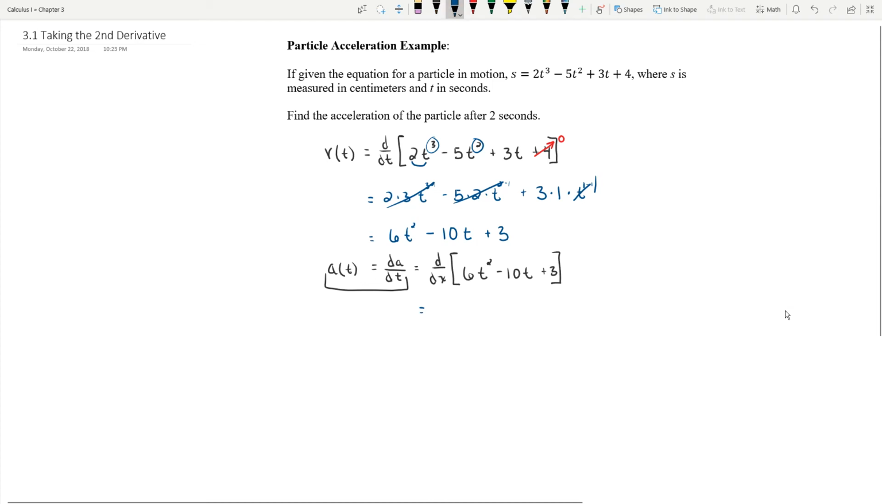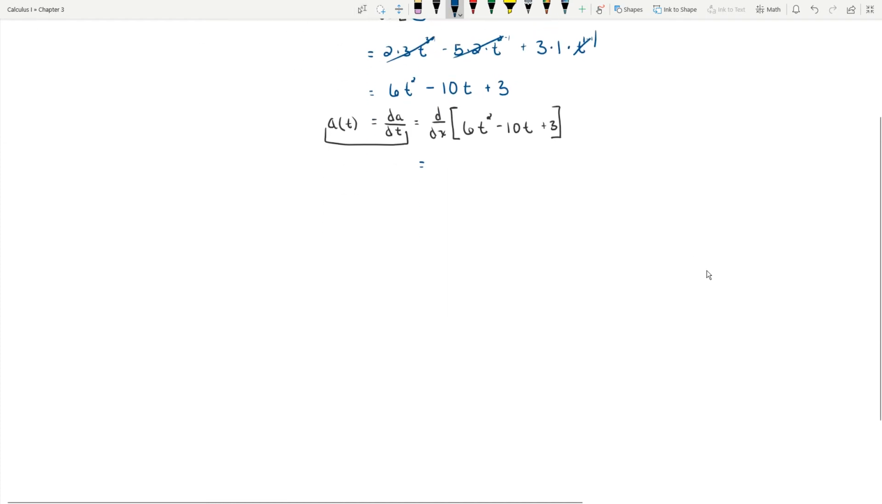And taking them individually, we end up with 6 times 2 is 12, and t to the second minus 1 is just t. Minus 10 times t to the first power is just 10, and t to the first minus 1, well, that's just 1. And then, of course, this constant plus 3 becomes a 0. So we now have our acceleration function.